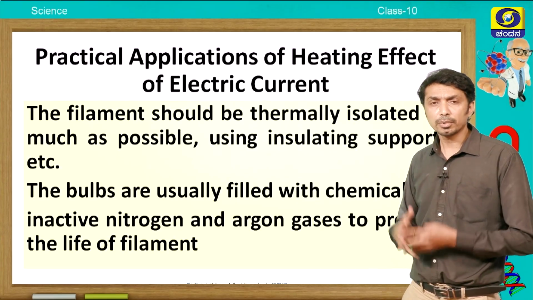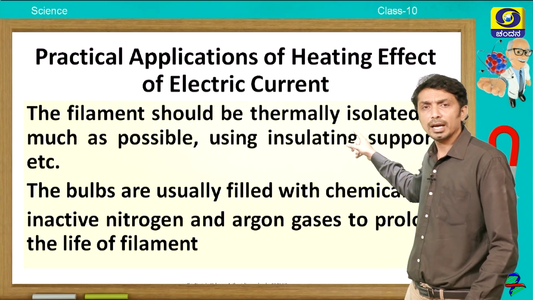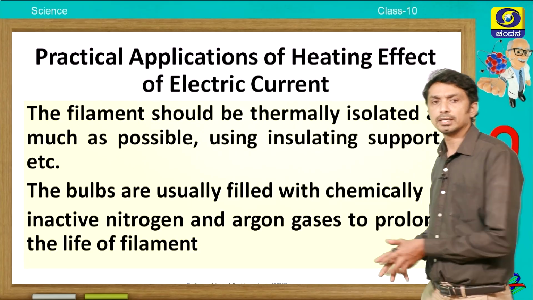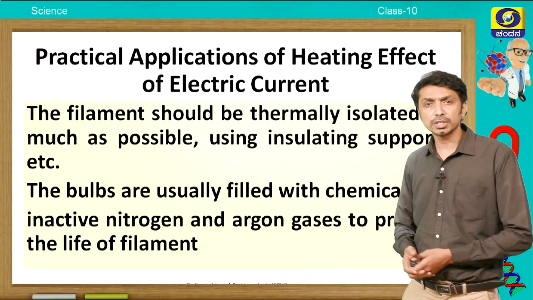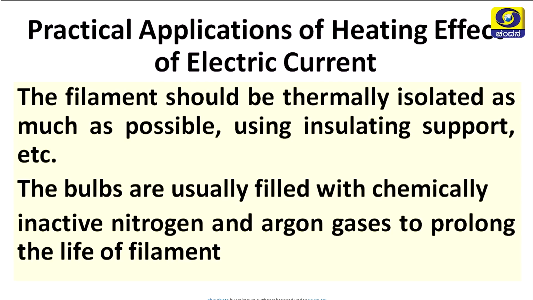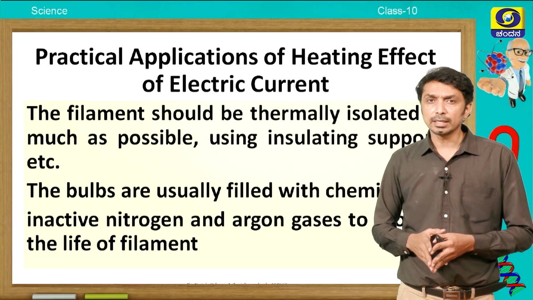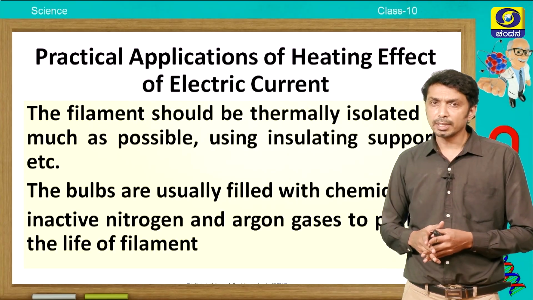In order to prolong the life of the filament, it has to be isolated as much as possible by using an insulating material. Therefore, they use nitrogen and argon gases which prolong the life of the electric bulb, or the life of the filament. Children, there is one more interesting application of the heating effect of electric current. In order to find out, come, let us have a look at this activity.